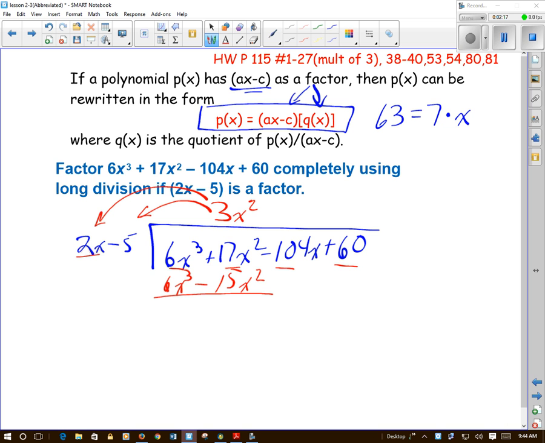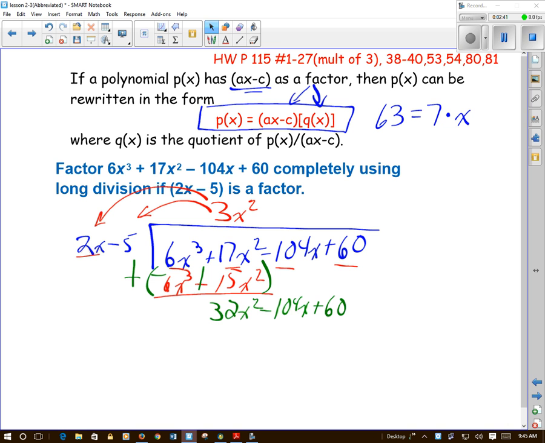We want to subtract here. So we'll go through it a little more formally this first time. Subtracting means we're really adding the opposite. And so we have 32x squared, and the 6x cubes drop out. So bring down the minus 104x plus 60. And we go on to our next step.